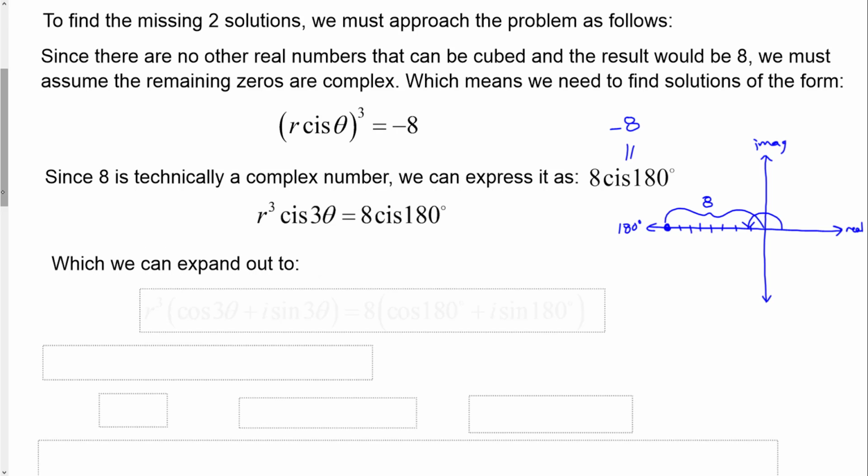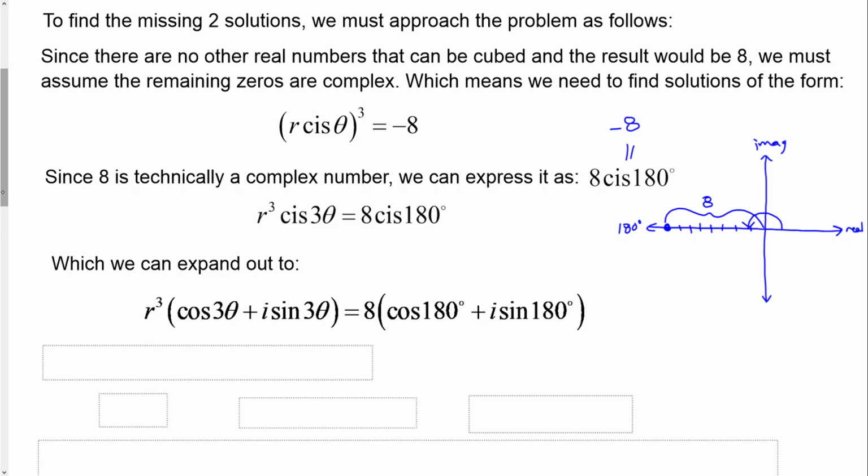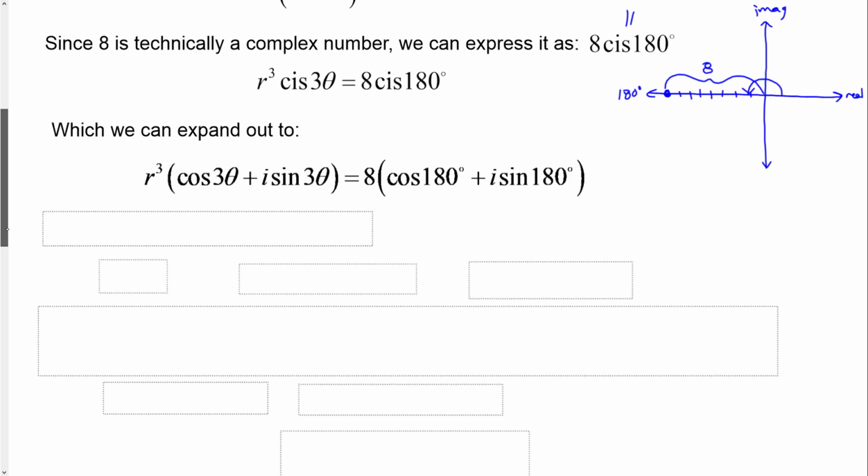Now we can expand this out to r cubed times the quantity cosine 3 theta plus i sine 3 theta equals 8 times cosine 180 degrees plus i sine 180 degrees. And all I've done is expand out the definition of cis. Cis is cosine plus i sine of whatever angle measure is there. So I've just replaced it. It's fine.